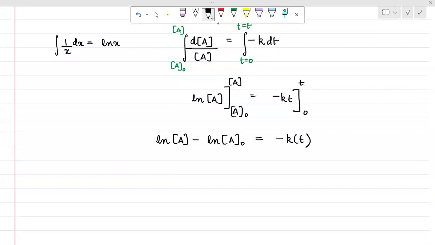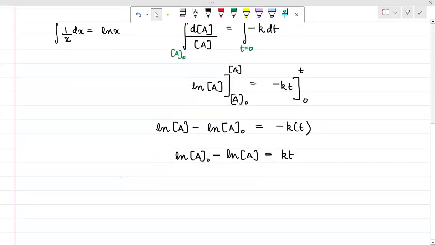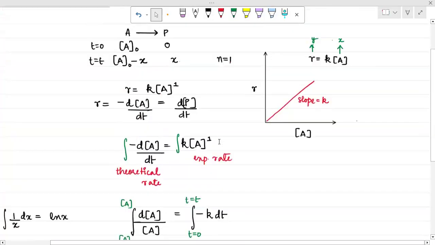Now if I take the minus to the other side, what will it become? It will become ln A naught minus ln A equal to kt. Correct. Ln A naught minus ln A equal to kt. So this is the first form of the integrated rate equation for a first order reaction. Let's plot a graph.